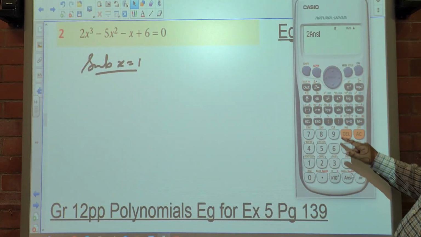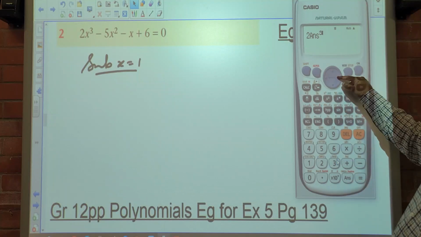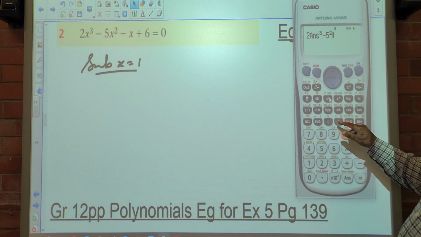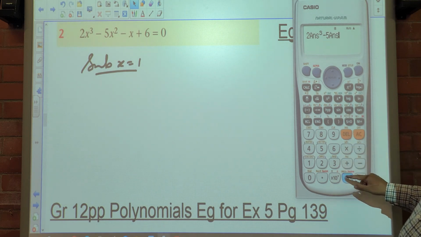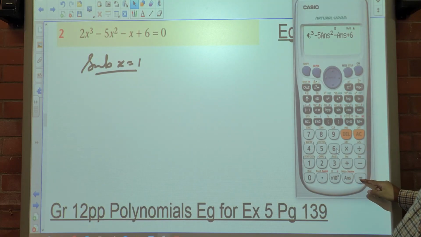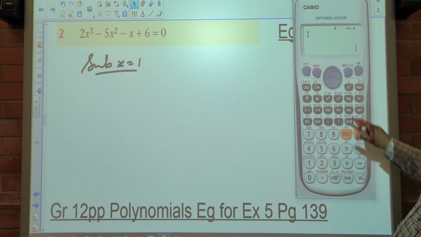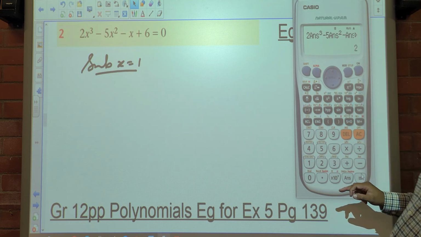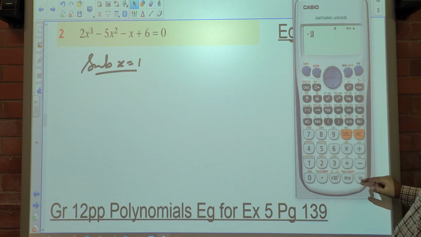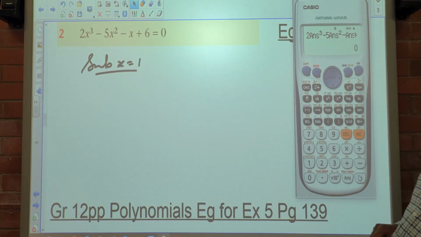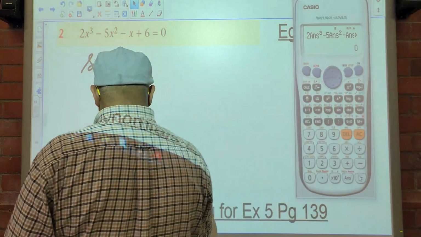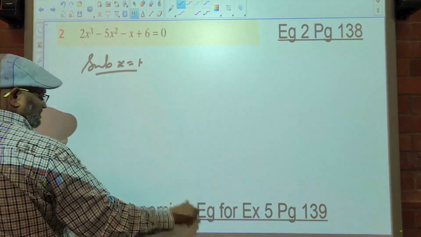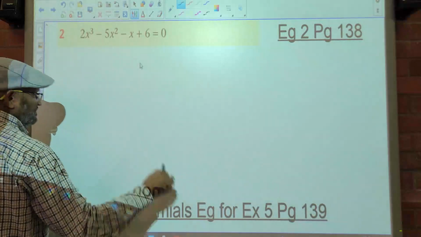So I'm going to say 2 answer cubed minus 5 answer squared minus answer plus 6. Right, so we're going to try 1 first. Is 1 a factor? No. So we try negative 1. Is negative 1 a factor? Yes. X is equal to negative 1 is the solution. Okay, we'll substitute.